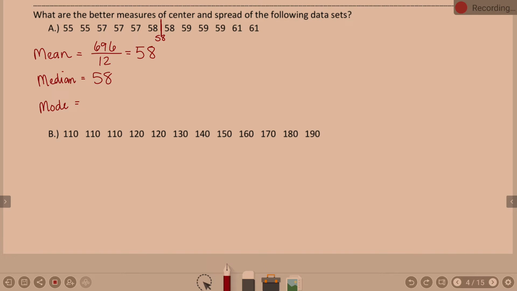What about mode? Remember, you're looking for the number that repeats most often. In this case, we have 2 numbers that both repeat 3 times. And so I have 2 modes. My modes are 57 and 59.